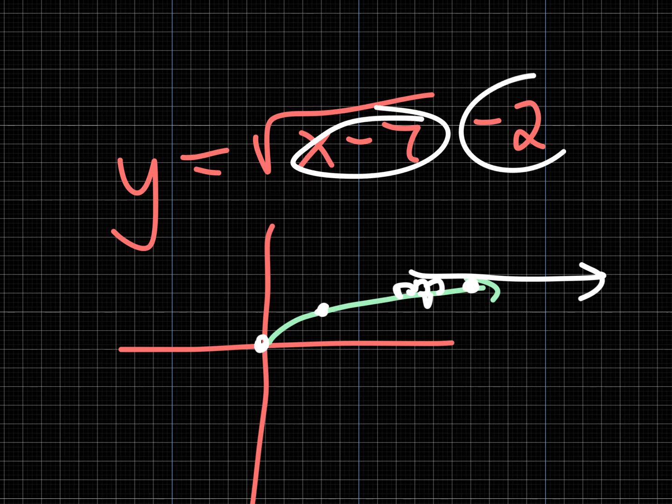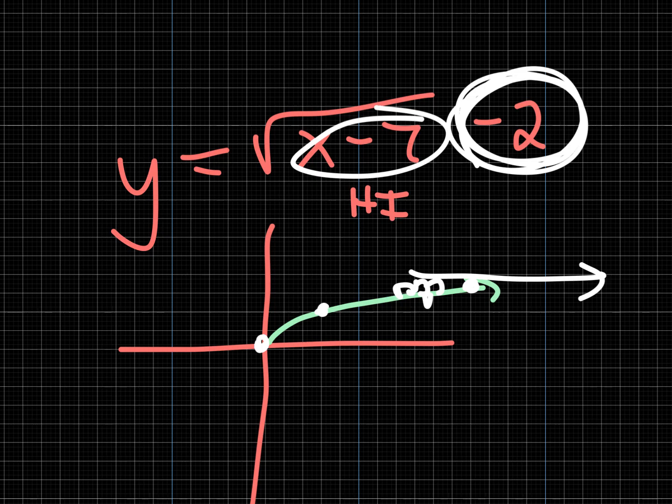Okay. And what would this thing do? It would move it where? Down 2. Very good. You catching on to what those mean now? On the inside, it's horizontal. On the outside, it's vertical. That is a very powerful, super short little mnemonic. Horizontal inside, vertical outside.